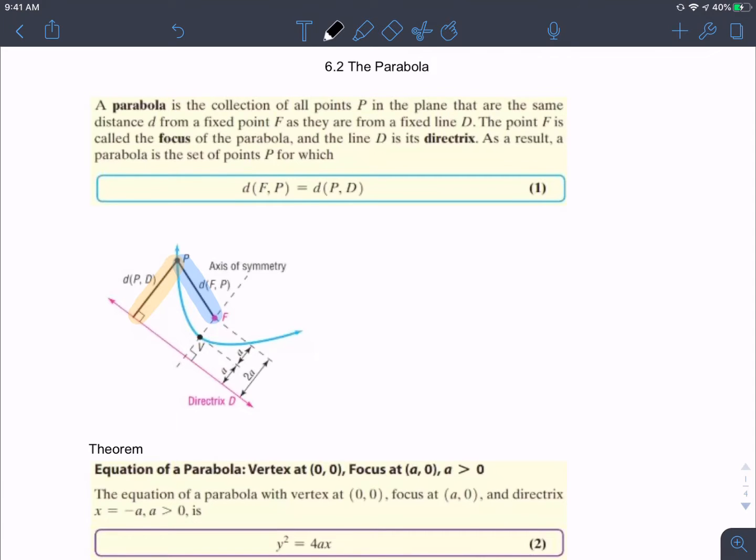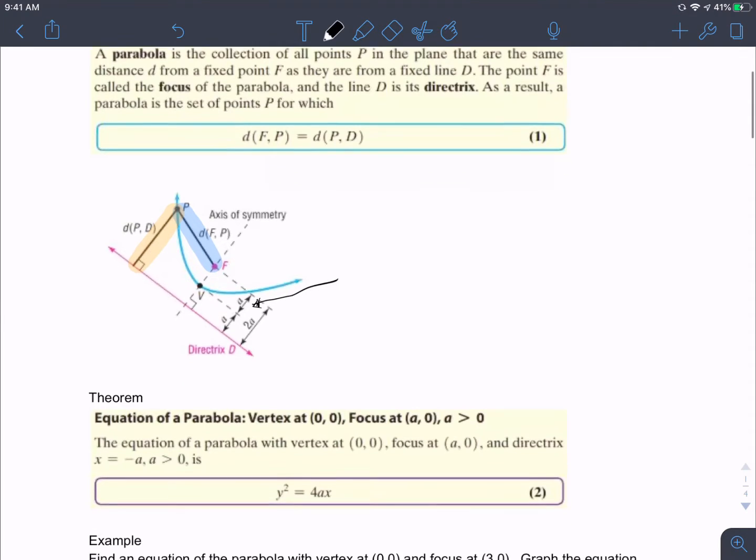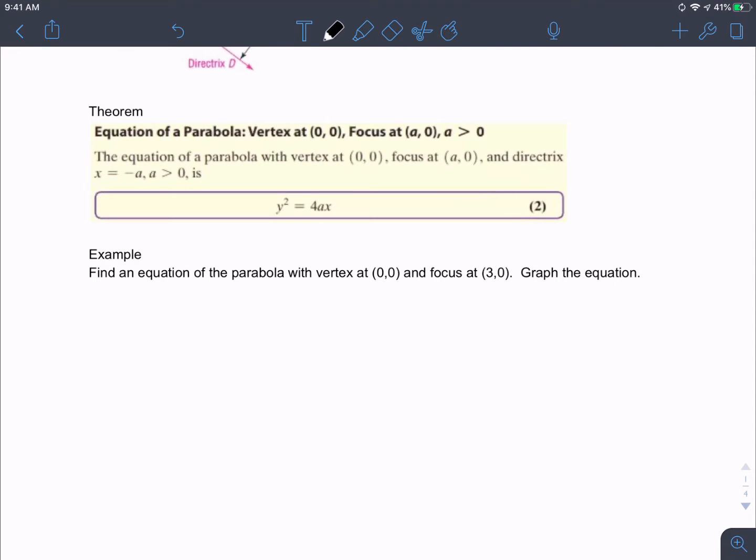Now, the distance that we have from the focus to the vertex, that distance is a distance of a away. The distance from focus to directrix is 2a. And then we have a formula, there's a theorem that tells us that the equation for a parabola with a vertex at 0, 0 and a focus of a, 0 is going to be y squared equals 4ax, and the directrix is going to occur at x equals negative a.